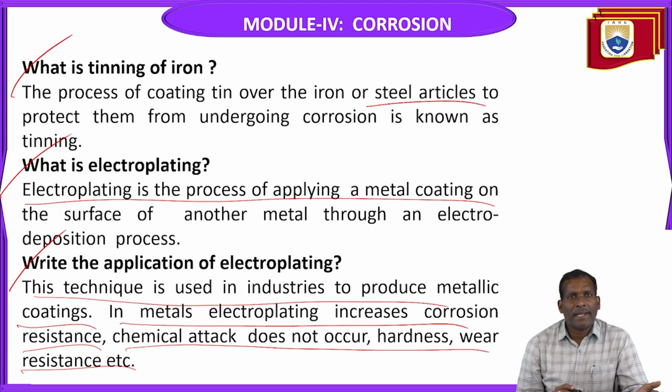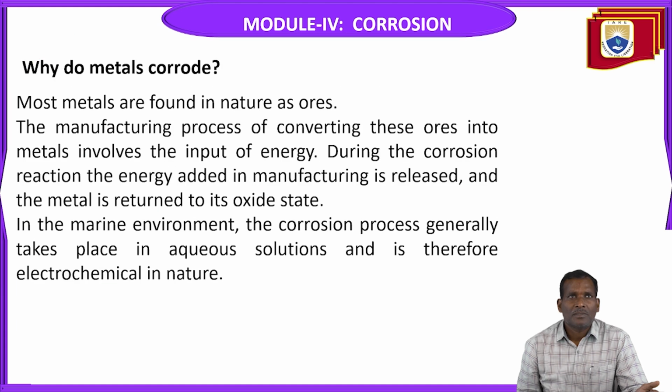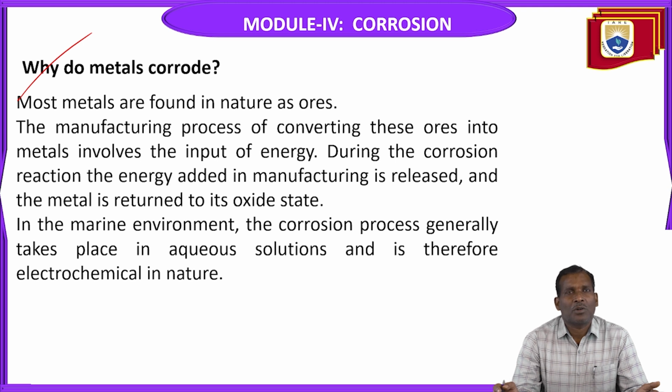So, it does not attack chemical attack, and hardness also improves, along with resistance to wear. These are the applications of electroplating. So, why do metals corrode? What is the mechanism behind this corrosion?